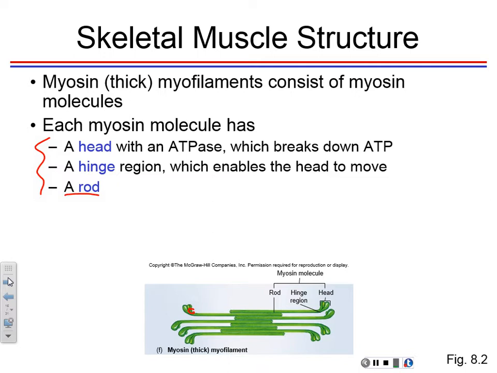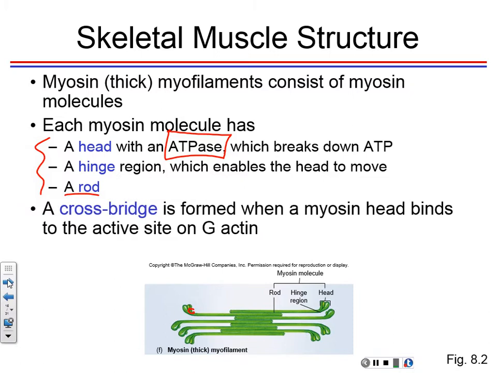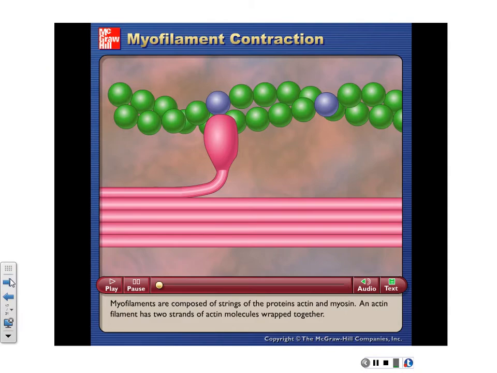And what does it have? This enzyme. What does this enzyme do? Just by the name of it, it breaks down ATP. So the head of the myosin has the ability to break down the ATP, which is used during the contraction and also during the breaking down of the cross bridges. So a cross bridge is formed when the myosin head binds to the actin binding site, which is the active site of G-actin, the globular unit of actin. So this is the cartoon I was talking about.